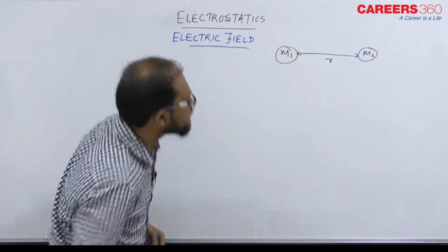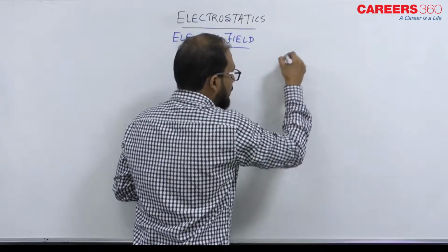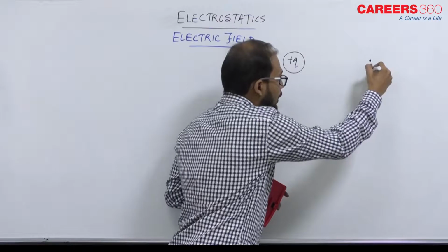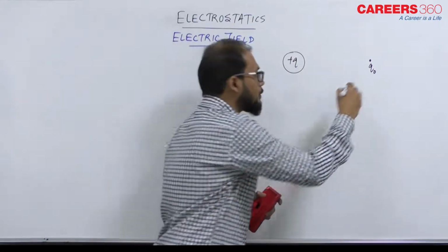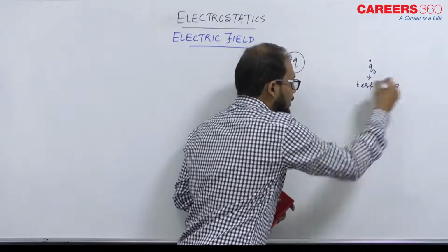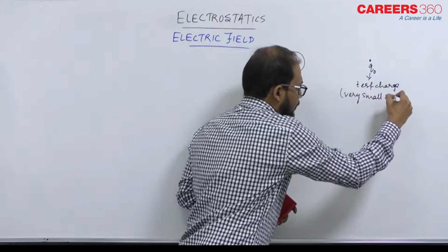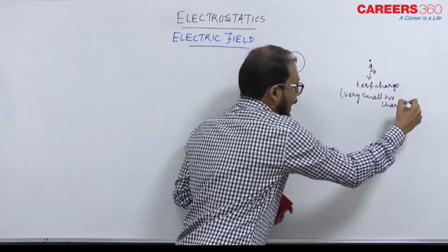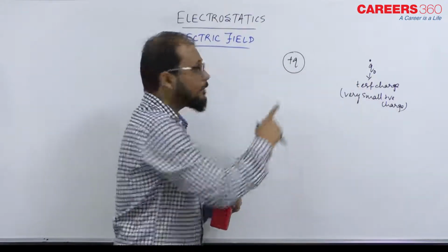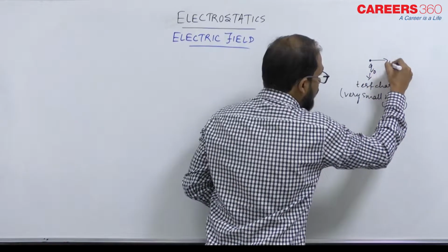Here suppose plus q charge is present. Now if we bring a test charge, suppose q0, and it is a very small positive charge, it is a test charge. And since this is a positive charge and this is also a positive charge, so this charge will repel this charge and will apply a repulsive force or electric force in this direction.